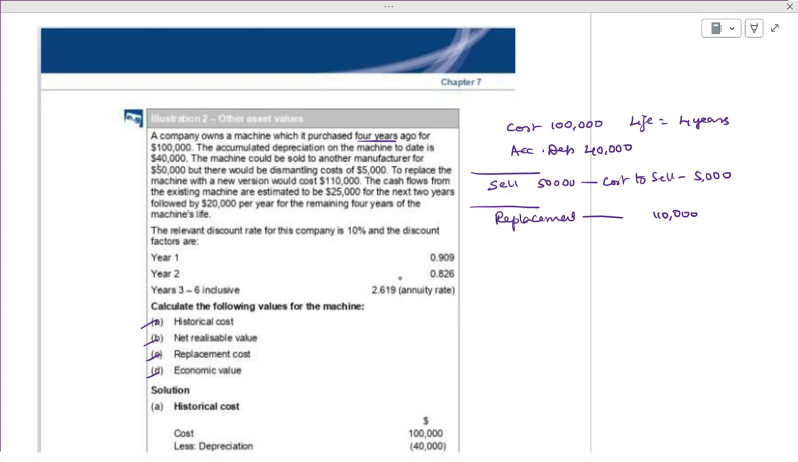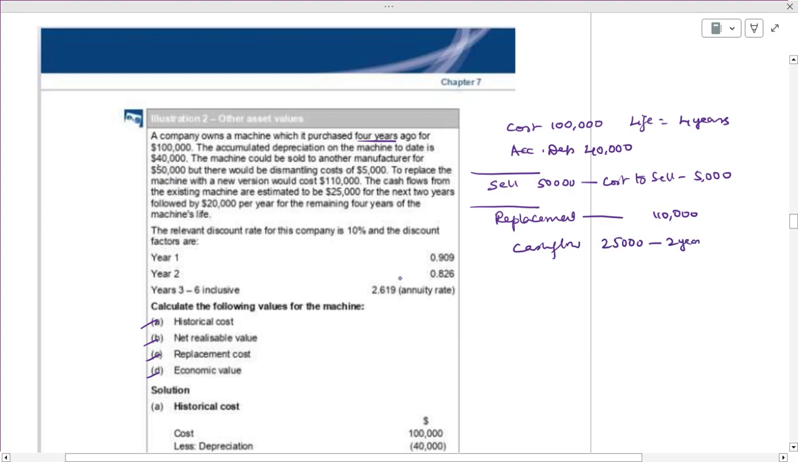The cash flows from the estimated value in use. The cash flows from the existing machine are estimated how much? Cash flows is 25,000 for 2 years, and 20,000 for the remaining 4 years.